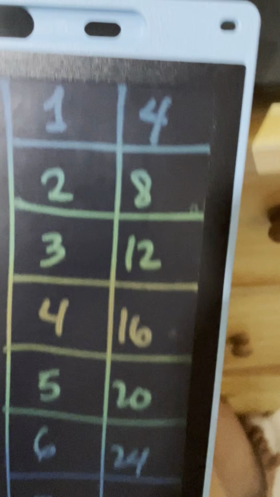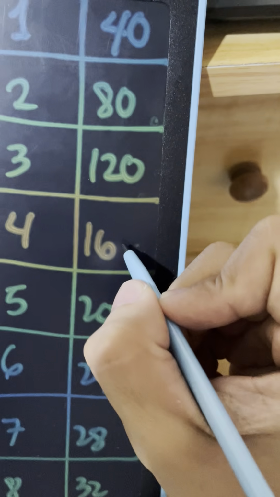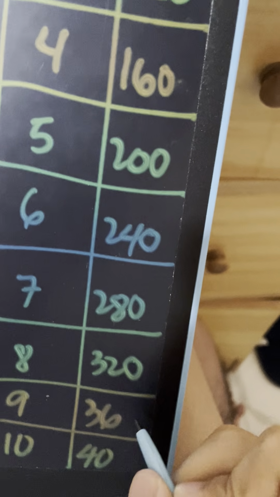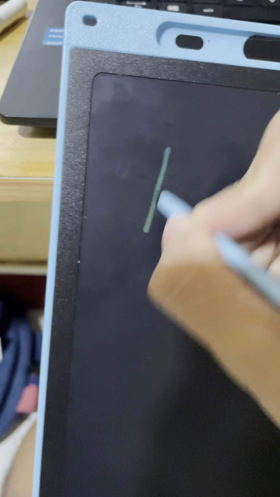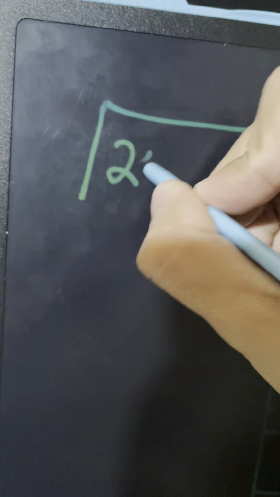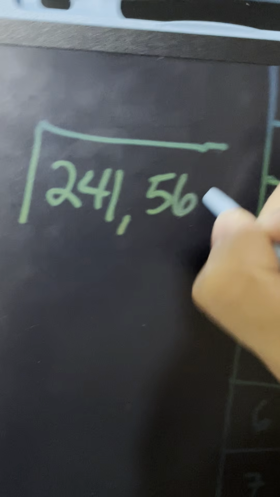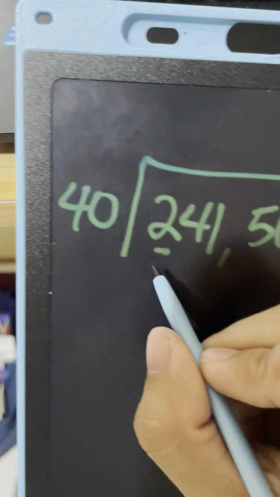Now, we just add zeros to the skip countings of 4. So we have 40, 80, 120, 160, 200, 240, 280, 320, 360, and 400. Now, assuming that you've already memorized the skip countings of 40, let's try to divide a 6-digit number. That is 241,560 divided by 40. So let's try to divide 2 by 40.